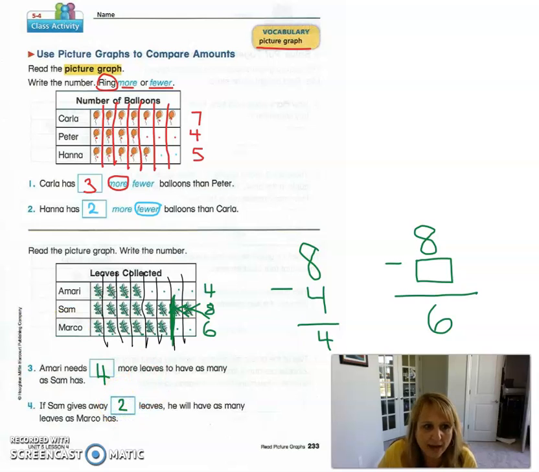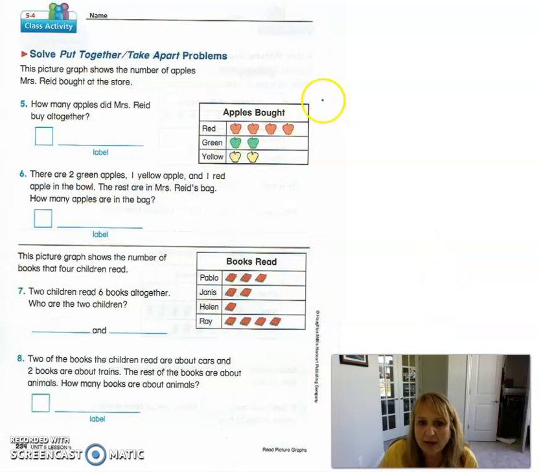Okay, let's go on to the back. All right, we only have 5 minutes left for math time. I hope that we can get this finished because I do not want you to have homework on Friday. So let's see if we can get these graphs done.